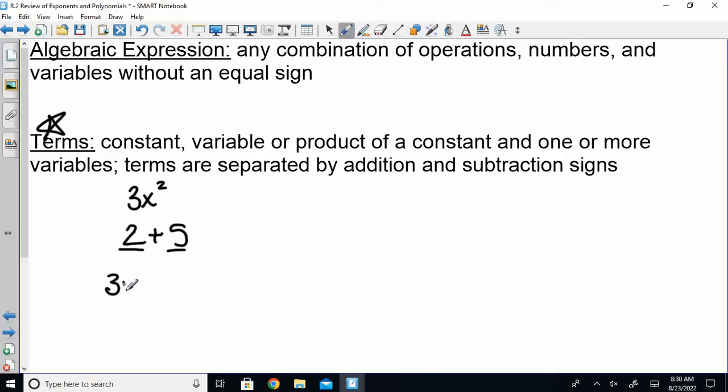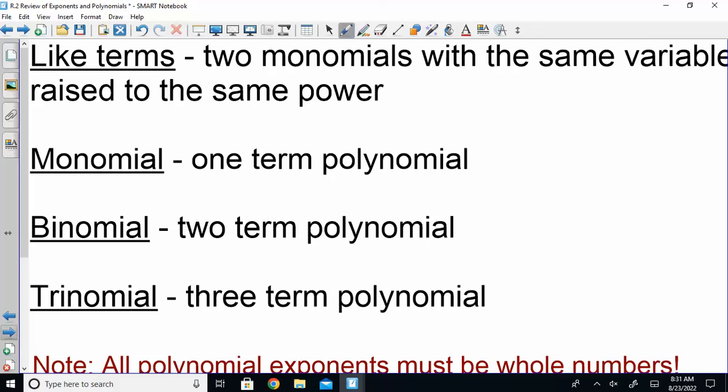So a term, like 3x squared, is a term because there's no addition and subtraction. If I say 2 plus 5, how many terms is that? 2 terms because there's a plus in the middle. If I said 3xyzw minus 4, how many terms is that? 2. They're just separated by the addition and subtraction. What does it mean if I say like terms? Like 3x and 2x. Good. The variable parts match. So like terms have the same variables to the same power.